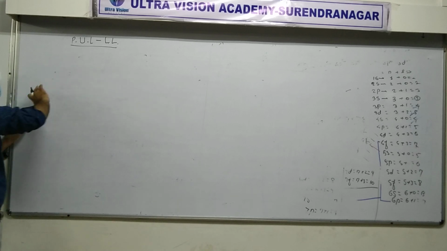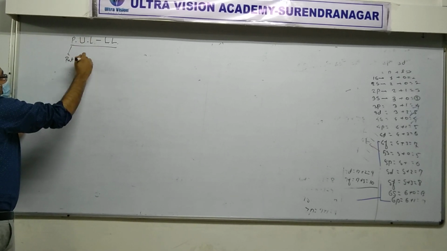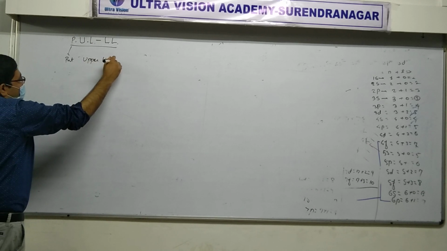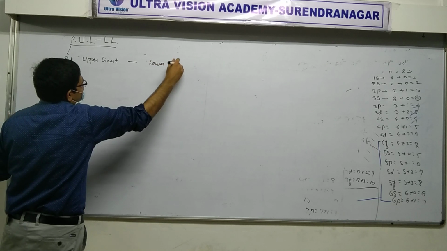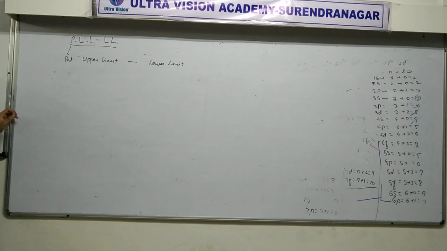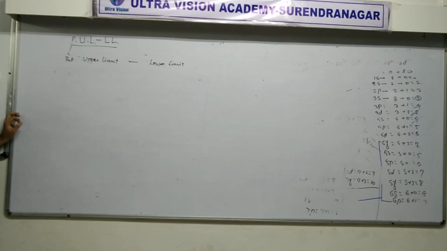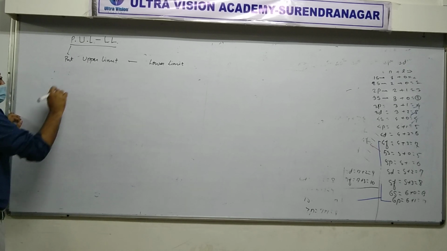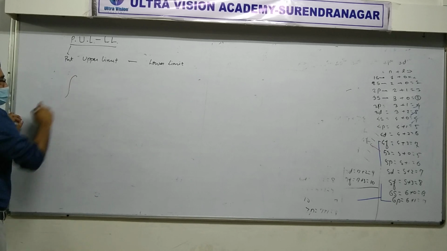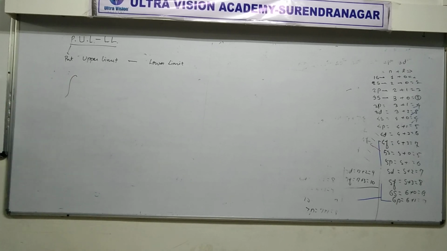What is this? It's a short form of put upper limit, then put a minus sign, and then lower limit. How do we do it? Just joking. Okay, so what's all this upper limit and lower limit? Let's see. I will demonstrate this procedure by doing one actual question.